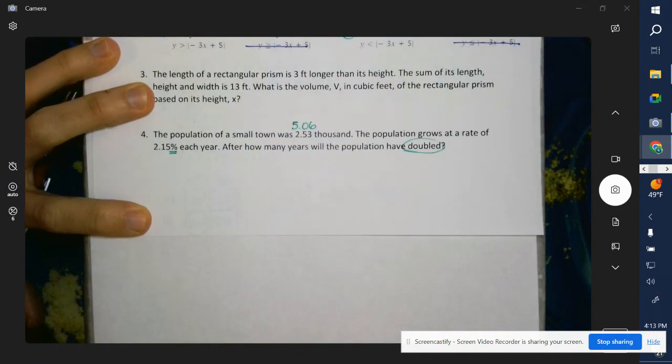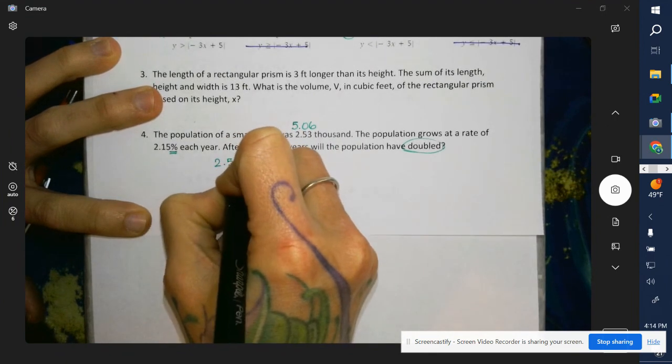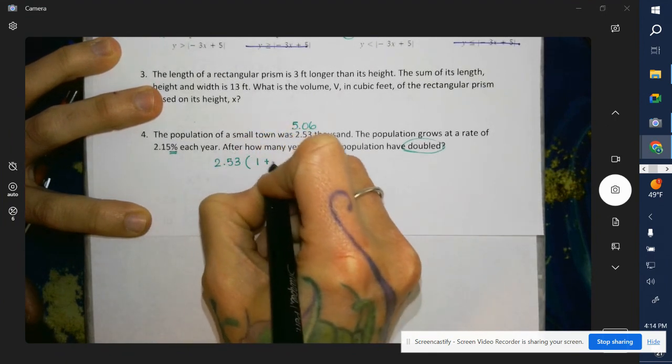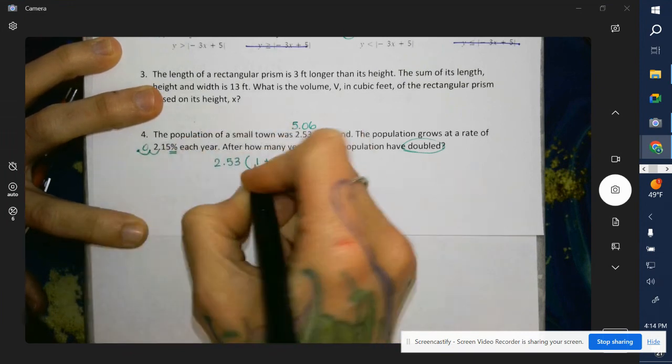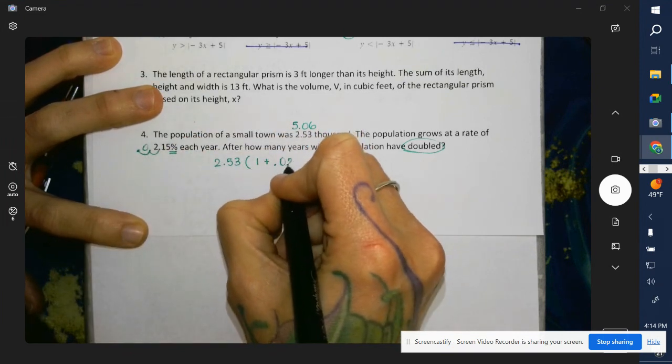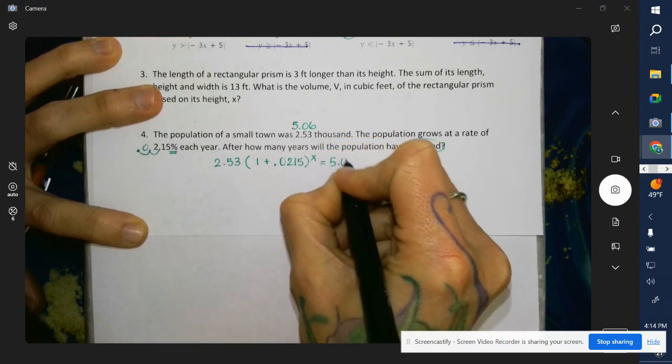This is a growth or decay. It's growing. So we're going to put our 2.53 as our starting amount. 1 plus, we're going to change this to a decimal, which means divide by 100 or move the decimal place 2 to the left. And we want it to equal 5.06.